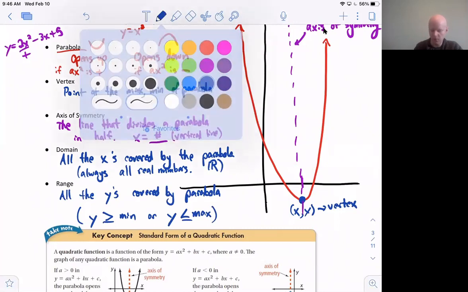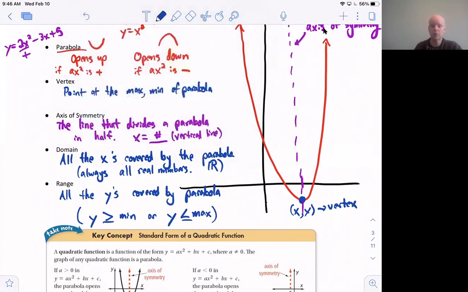We also have a few other things in the parabola, stuff that you know from when we did lines. So we have this point right here. This point is called the y-intercept. You might have known that from before. But then we also sometimes in parabolas, we have these things called x-intercepts.